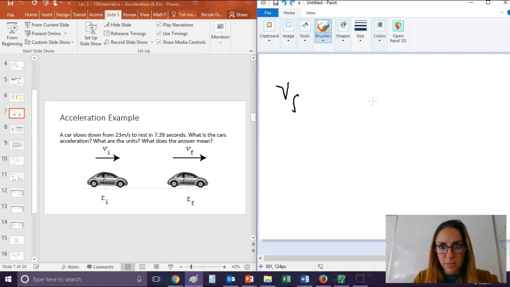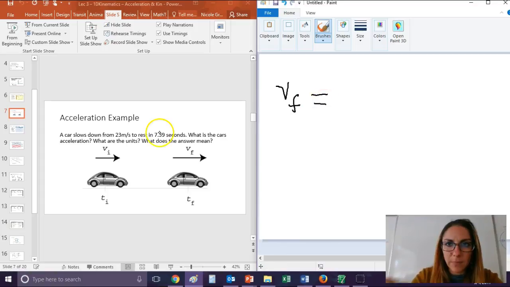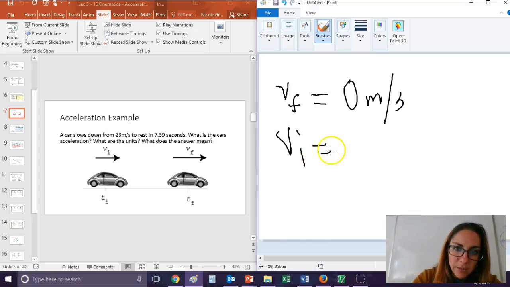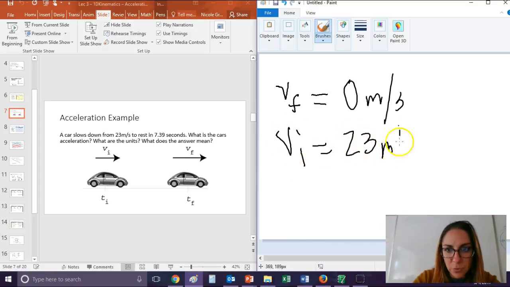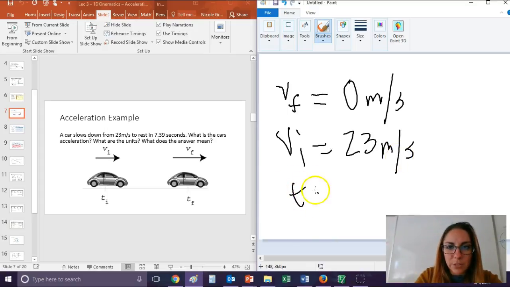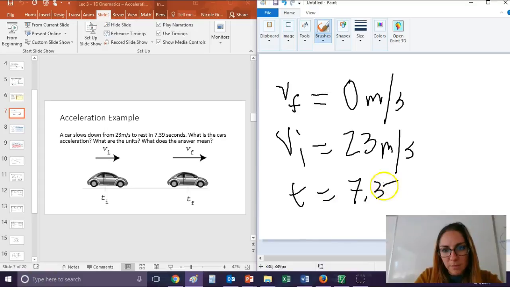Let's go ahead. My final velocity, my fault. Okay, so we're going from this to this. So my final velocity is at rest, which is 0. The reason is that we started with an initial velocity of 23 meters per second, and it took us a time of 7.39 seconds. What is the car's acceleration? Units, meaning of the answer.